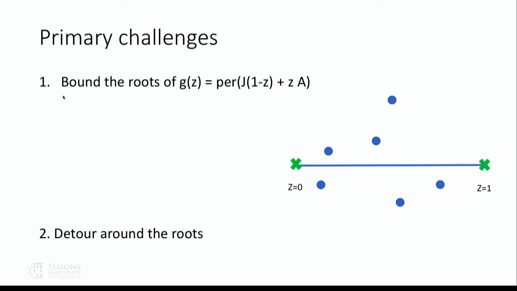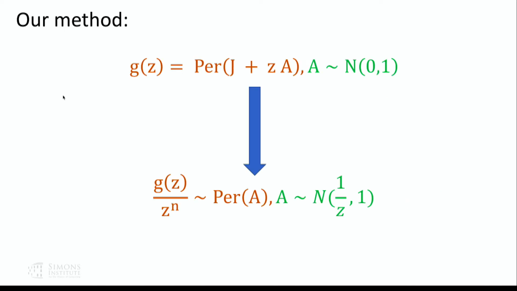Okay, so there are two primary challenges. First, to understand something about the location of roots. And second, knowing something about these roots, how can we detour around them and approximate the value? So in our method, instead of considering the permanent of (1 minus z) times J plus zA, we consider the permanent of J plus z times A. The reason that we do this is just for convenience.